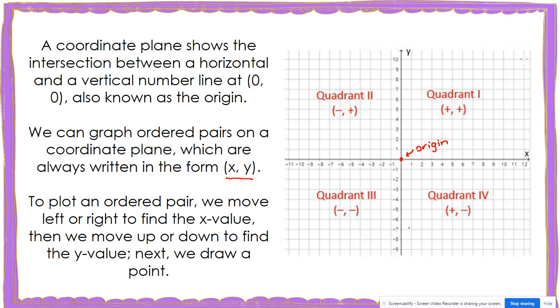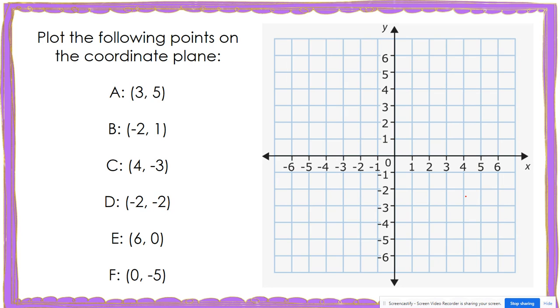When we are plotting an ordered pair, we always start at the origin, and then we use the x value, which is the first value in your ordered pair, to move either left or right. From there, we move up or down to the appropriate y value, and then we place a point. So let's practice with these points.